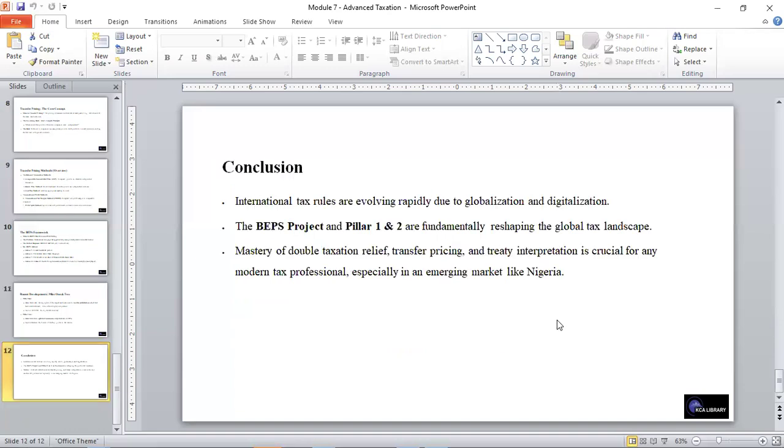In conclusion, international tax rules are evolving rapidly due to globalization and digitalization, and the BEPS project and Pillars 1 and 2 are fundamentally reshaping the global tax landscape. Mastering double taxation relief, transfer pricing, and treaty interpretation is crucial for any modern tax professional, especially in emerging markets like Nigeria.